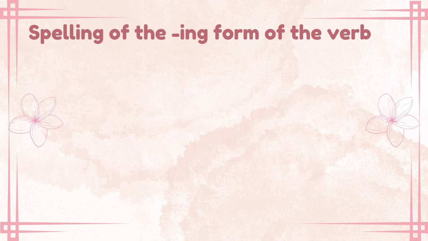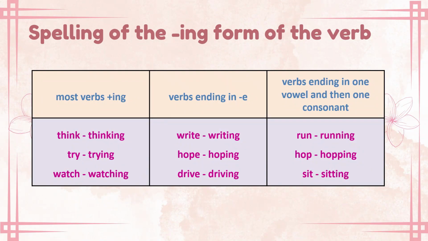To change the main verb into a gerund, with most verbs we just add ing. Like think, thinking, try, trying, watch, watching. But if the verb ends in the vowel E, we will remove the last E and add ing. For example, write, writing, hope, hoping, drive, driving.